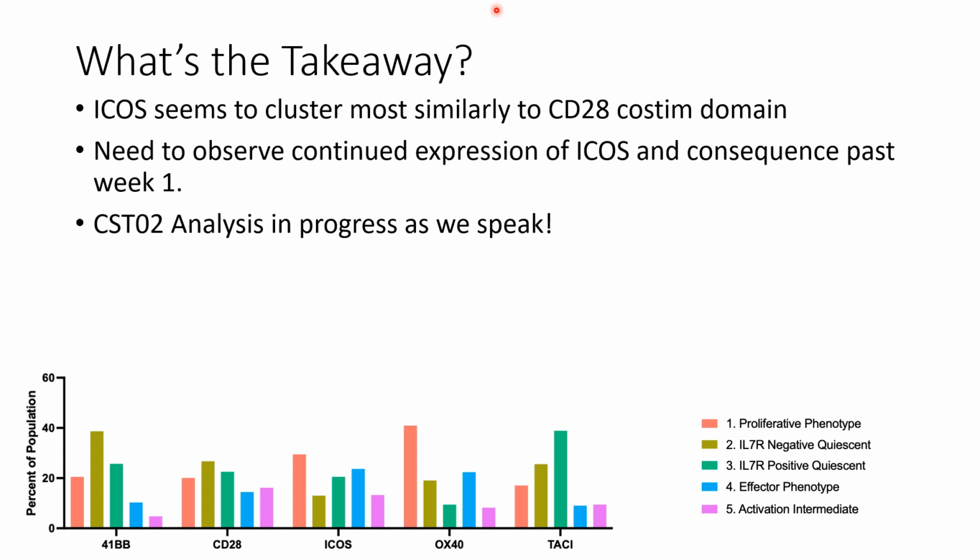Well, ICOS is an inducible co-stimulatory domain that acts similarly to CD28, but it's almost never the case that they operate identically. In fact, if nothing else, they appear to cluster somewhat similarly. There's not as much apparent polarization as in TACI and OX40. But I think this is just a really neat hook that doesn't necessarily make sense, that I'm really excited to see in future scRNA, single-cell RNA datasets.